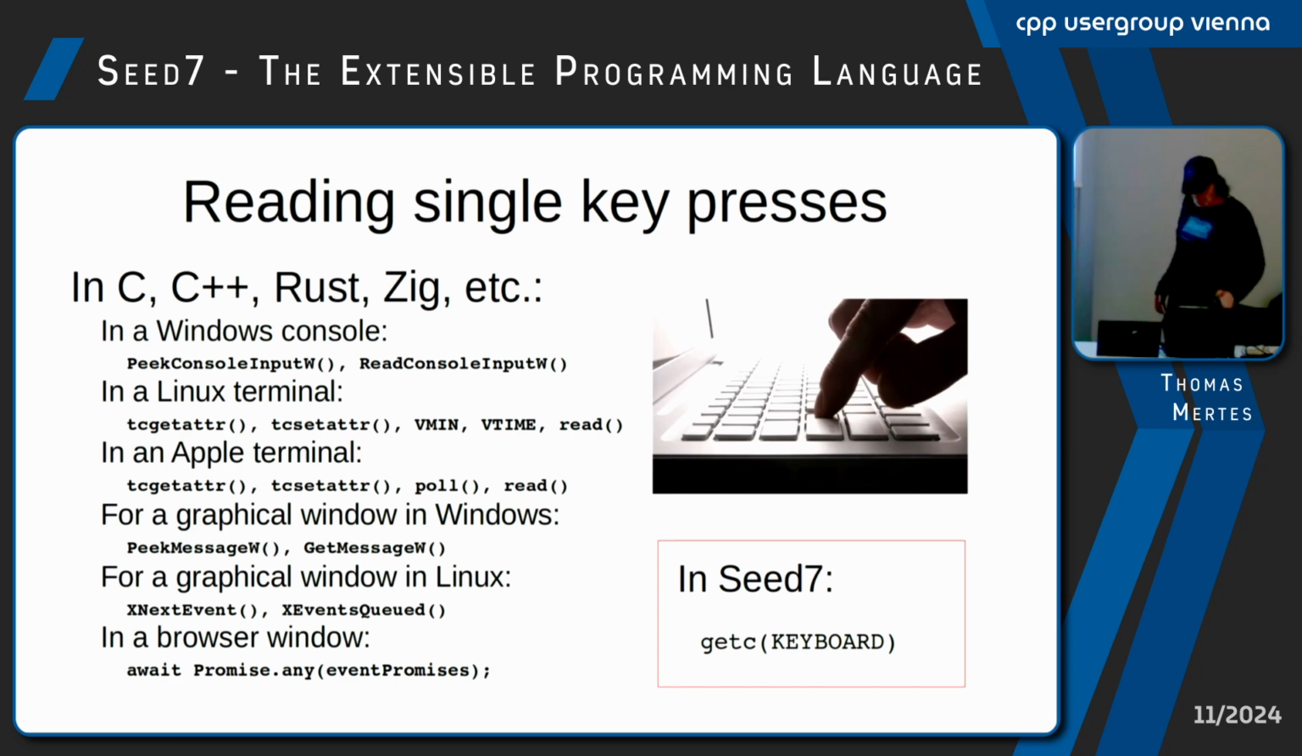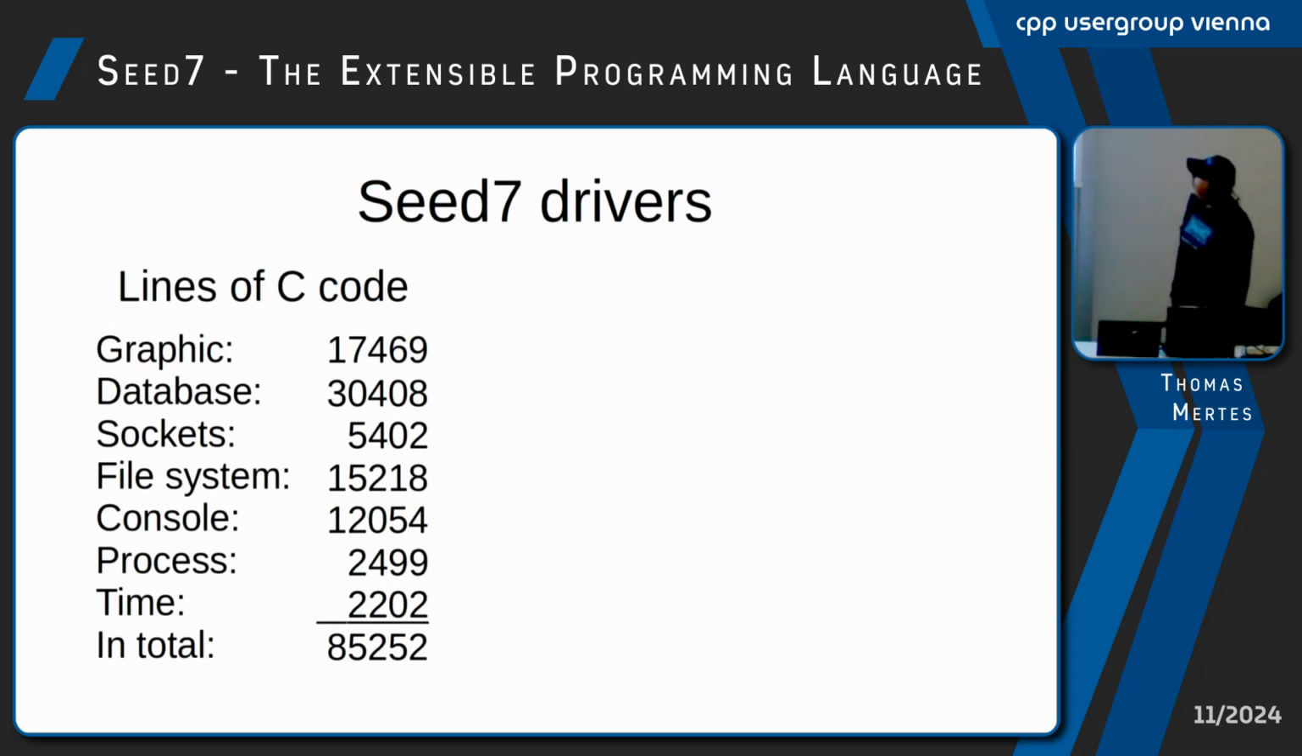And why does it work? The reason is simple. Seed7 has drivers. These drivers are written in C, and you see 85,000 lines of C code is just for these drivers. And this way, your program runs the same under Linux, under Windows, or in the browser. And for graphic programs, or if you do sockets or the file system, you can always do the same.